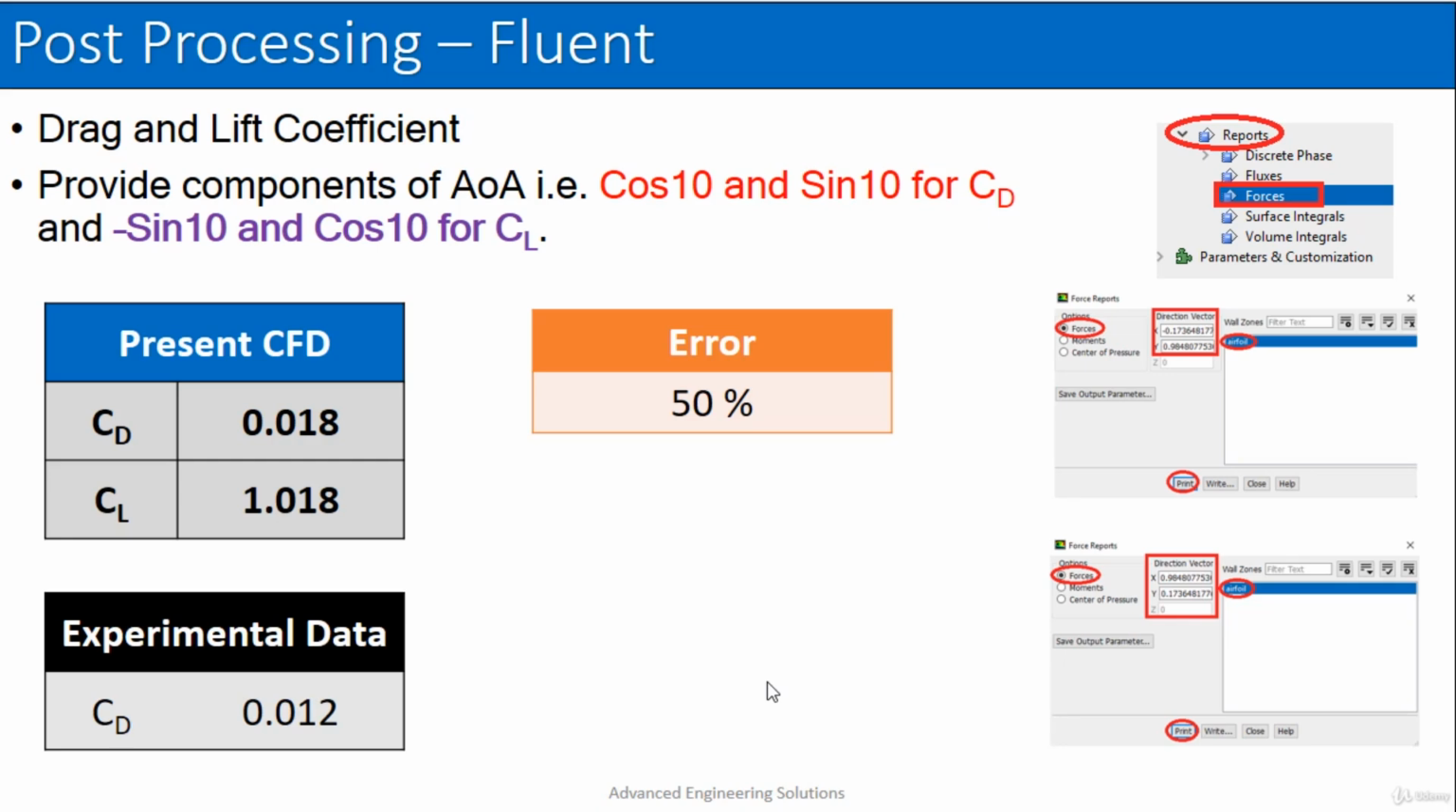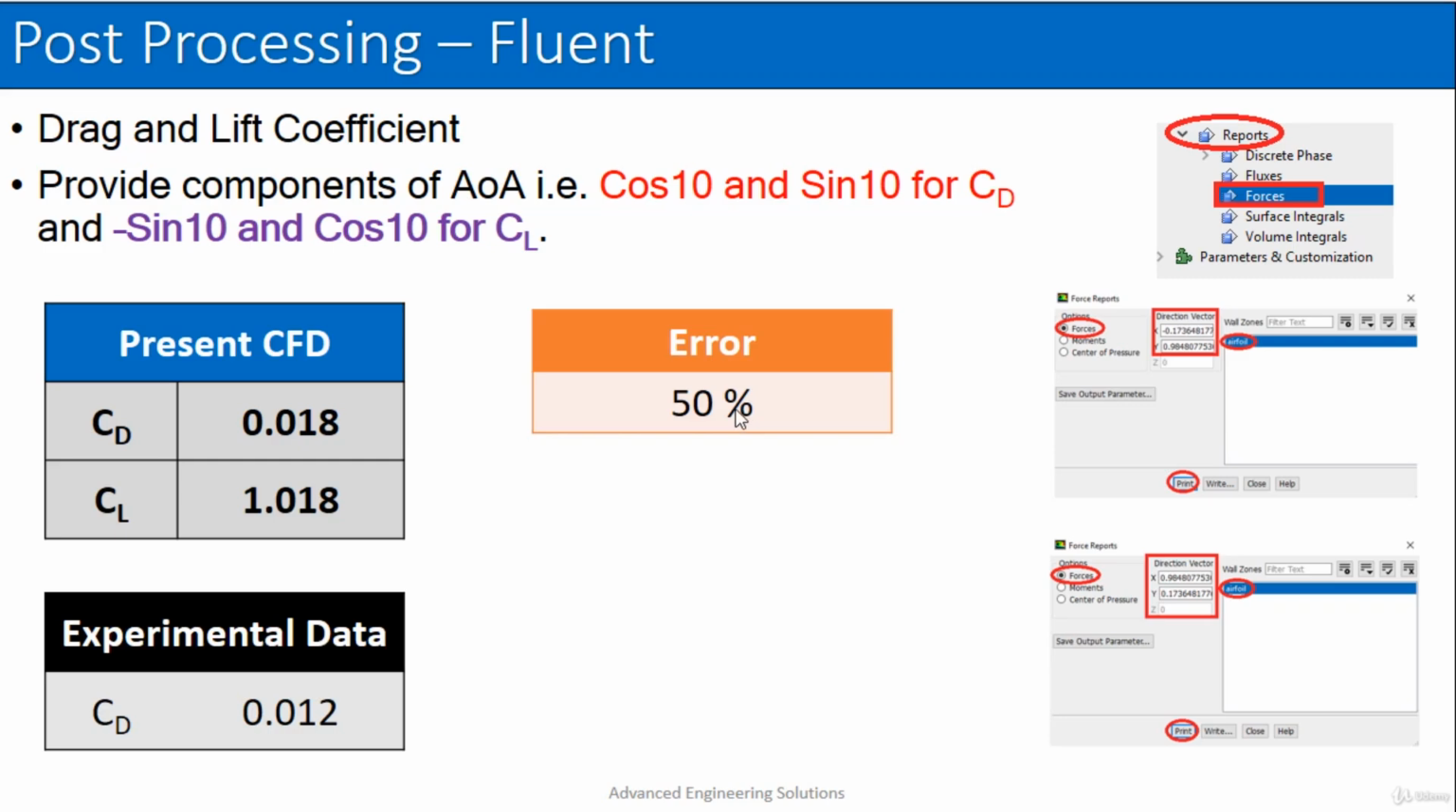Now we will find out the value of the drag and the lift coefficient. For this case, the CD value is 0.018, and from NASA's external data, the CD is 0.012, and this shows that the error is around 50%. We can reduce this error by refining the mesh.